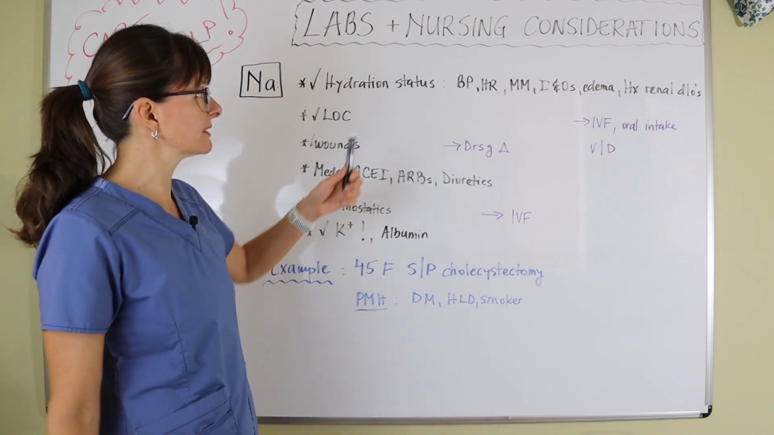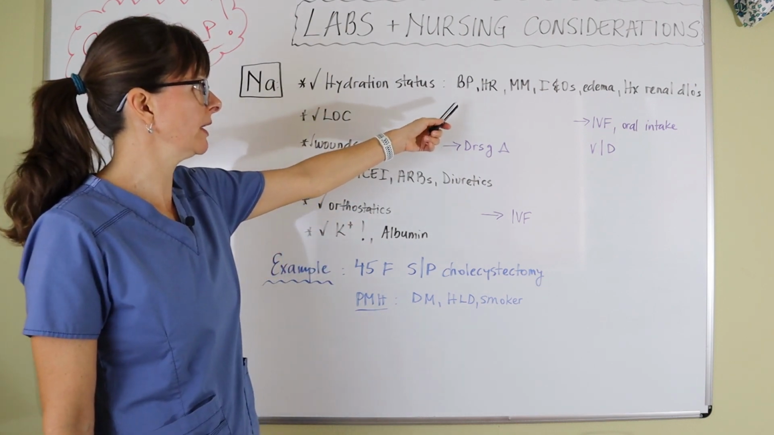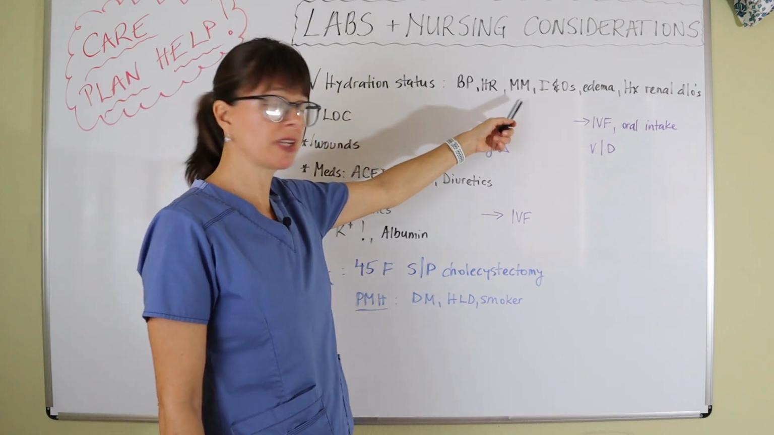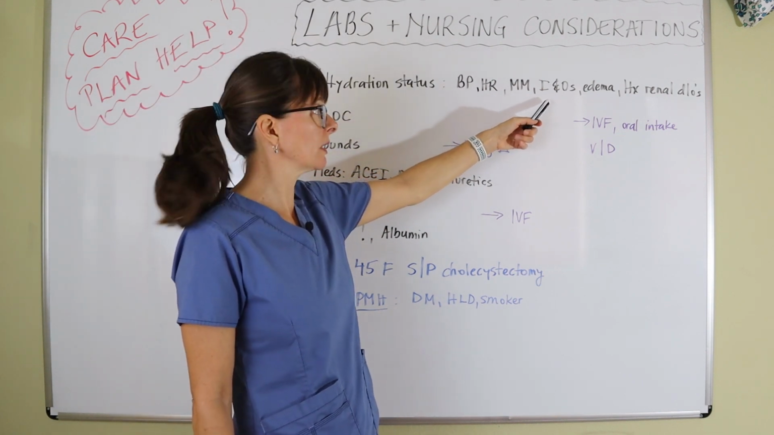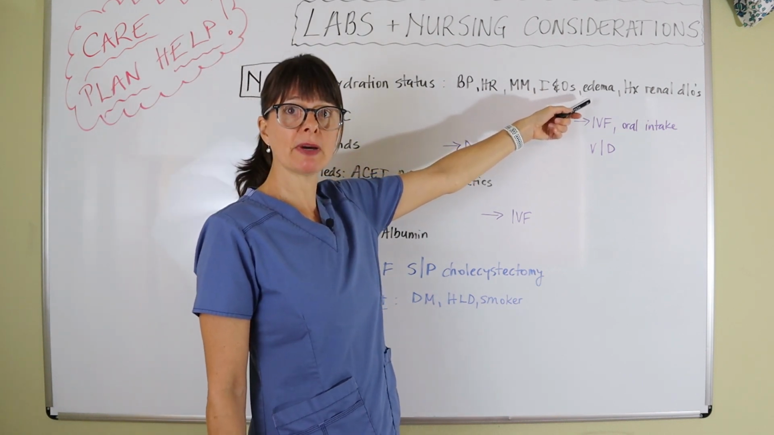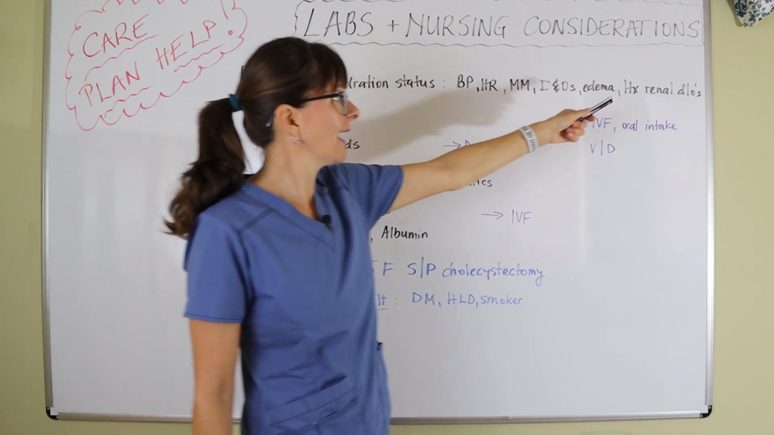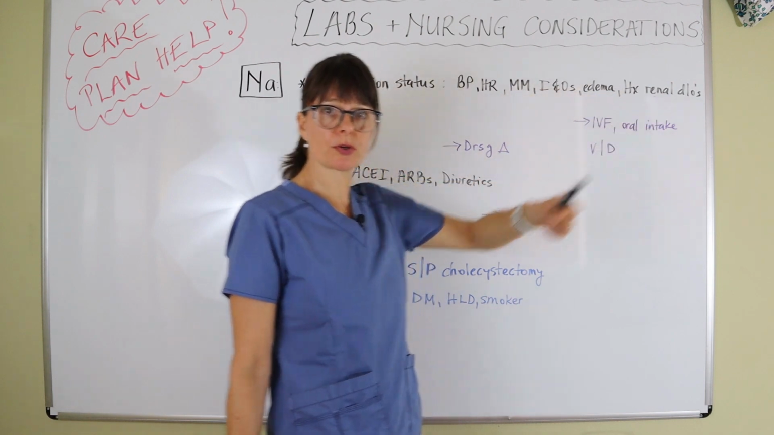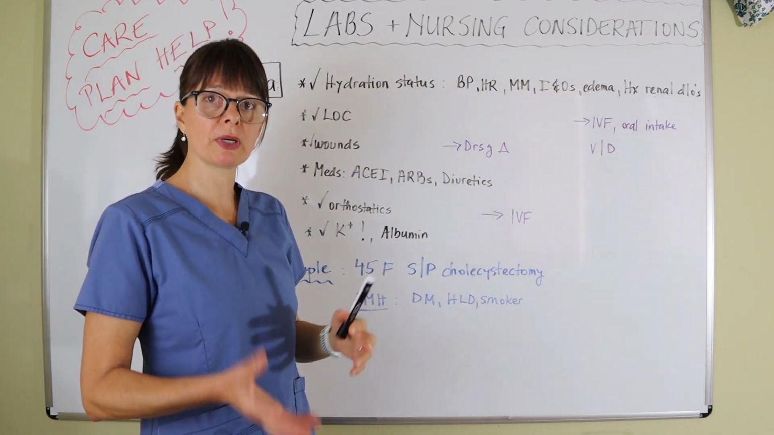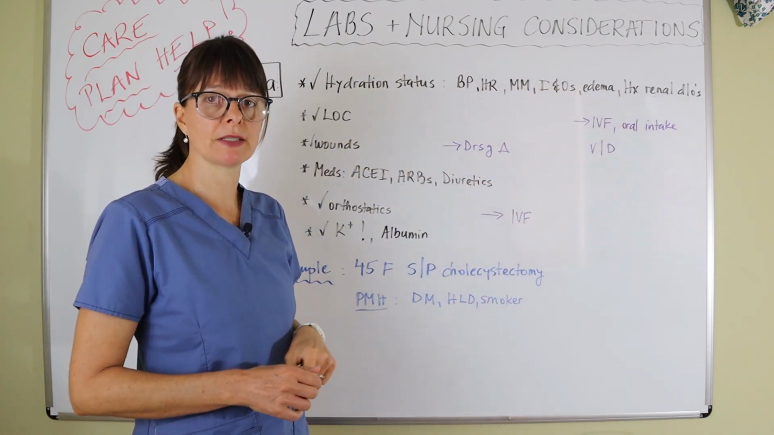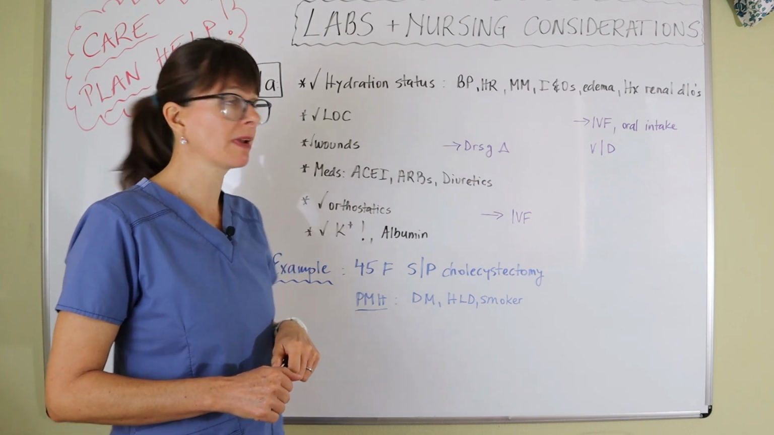And things that help us assess that are blood pressure and heart rate, the patient's mucous membranes, their eyes and nose most certainly. We can check for any edema in case there is third spacing and they are fluid volume overloaded. And then any history of renal disorders where the kidneys are not working properly and could cause an imbalance in the patient's sodium levels.